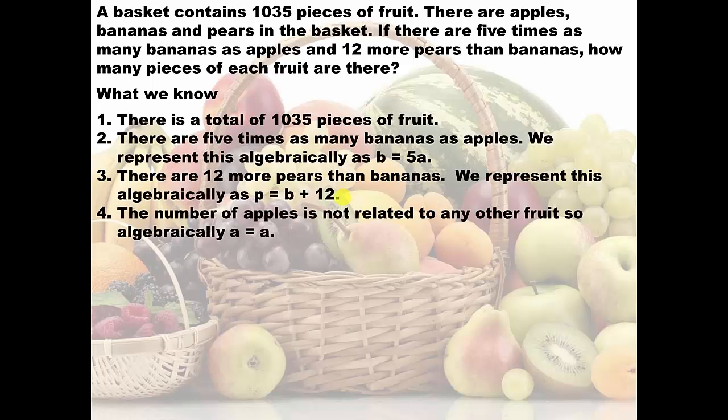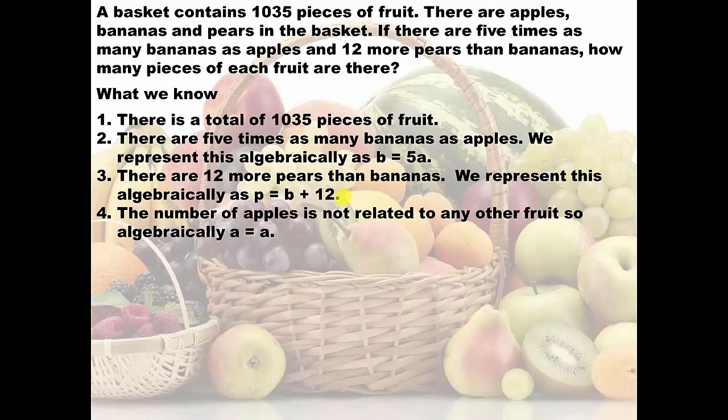There is a total of 1,035 pieces of fruit. There are 5 times as many bananas as apples. We represent this algebraically as B for bananas is equal to 5A, 5 times A for apples, meaning if you have 1 apple, you multiply by 5, you have 5 bananas. 5 times as many bananas as apples. So you always have to take the number of apples, multiply it by 5. So algebraically, we can put B equals 5A.